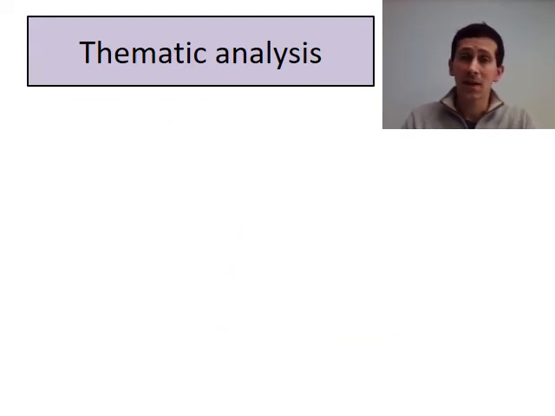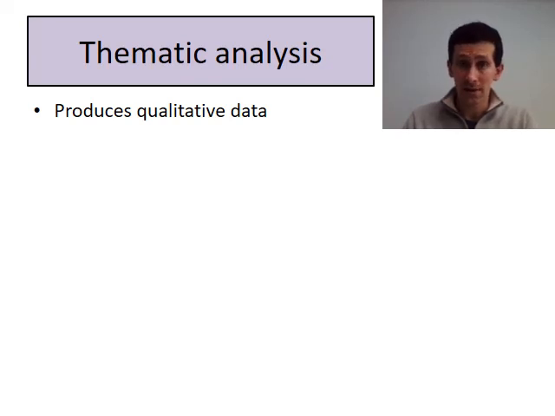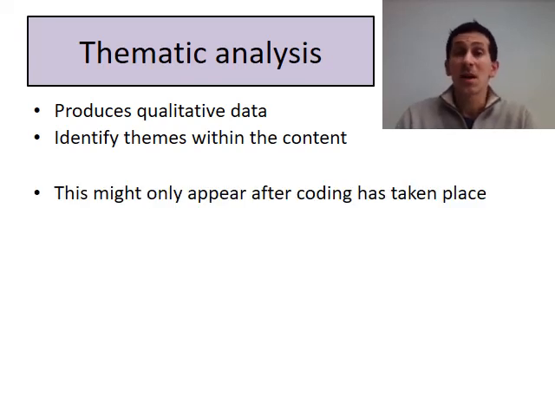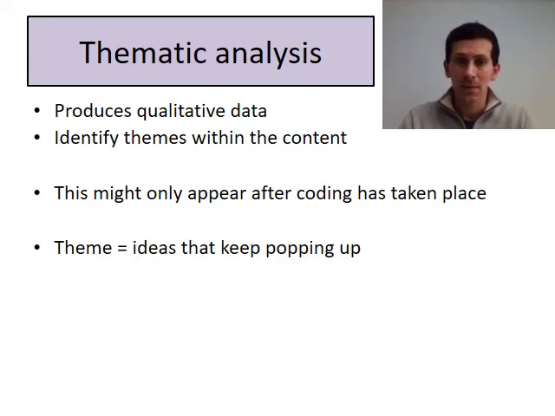Thematic analysis is another keyword on your specification, and this produces qualitative data now. So whereas coding provided us with numbers, this one provides us with more sort of words. And it identifies themes within the content. So this sometimes can only occur once we've done our coding. So we've looked up the word crazy, we've looked up when they're called mad, and then we can sometimes start to do our thematic analysis. So when we're looking at thematic, we're talking about themes mainly, okay?